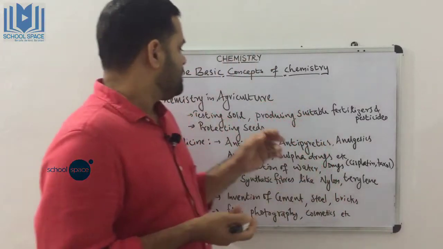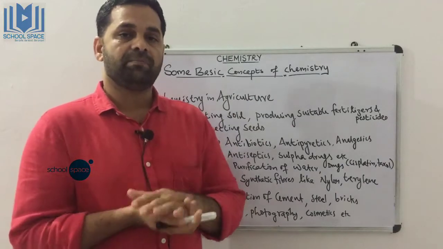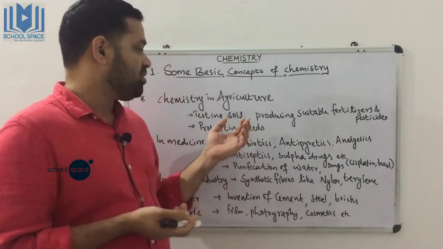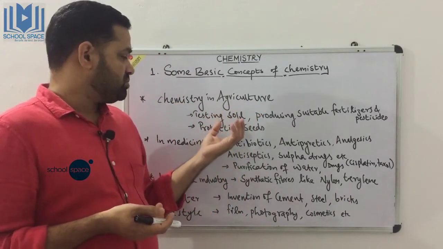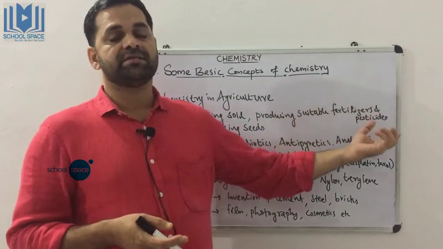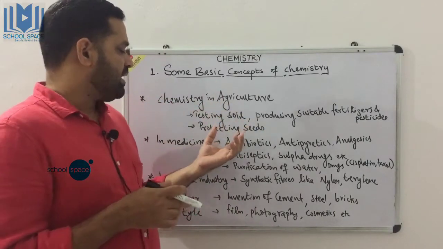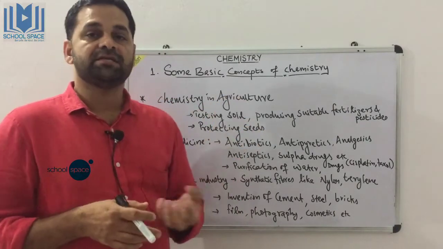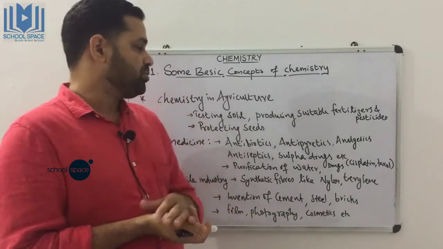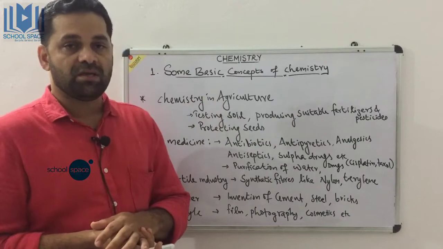The first one is chemistry in agriculture. Chemistry plays a major role in agriculture, that is, it is used in testing soils, producing suitable fertilizers and pesticides, because all these are related to chemistry, and for protecting seeds, various substances are produced.